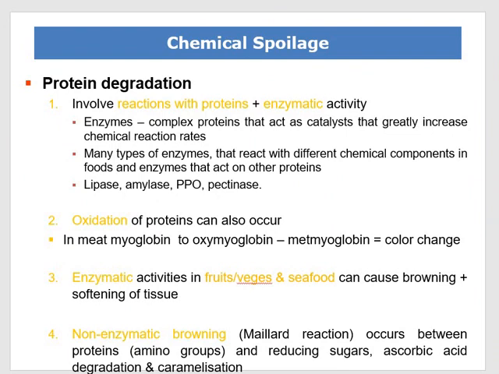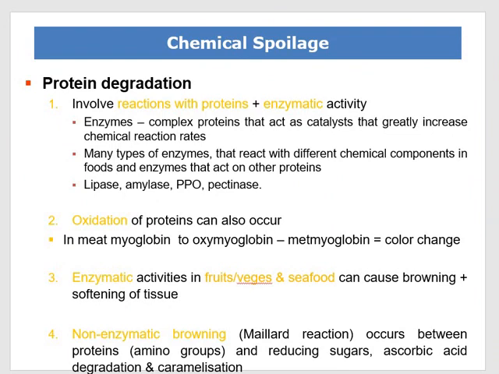So some of the different enzymes, like I already mentioned, would be your lipases, your amylase, PPO, and pectinase. Okay, so the first, in terms of your reactions, what happens is that in terms of proteins, oxidation can actually take place in the presence of proteins, whereby one of the most important proteins found in meat, your myoglobin, when it's actually exposed to oxygen, it becomes oxygenated to oxymyoglobin, and then from there changing to being oxidized to metmyoglobin.